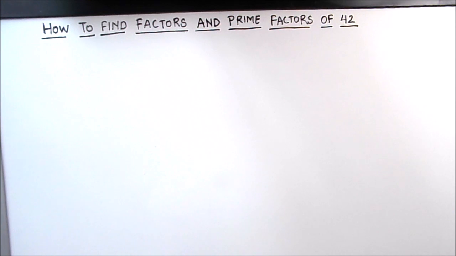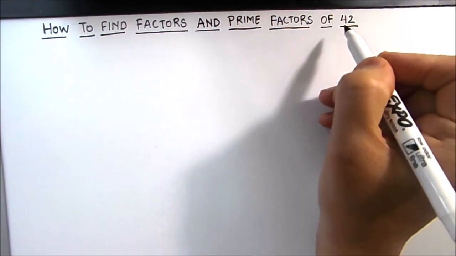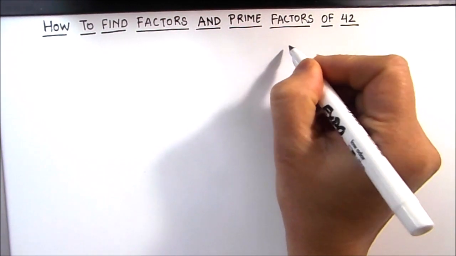We will be using the division method here, in which we will divide 42 by different numbers and will find whether it is a factor of 42 or not. If 42 is fully divisible by the number, that means the number is a factor of 42. Let's start the division and divide 42 by number 1.